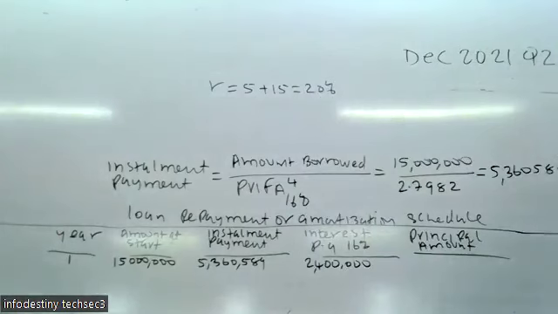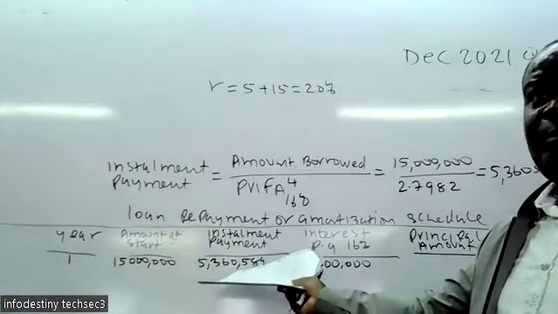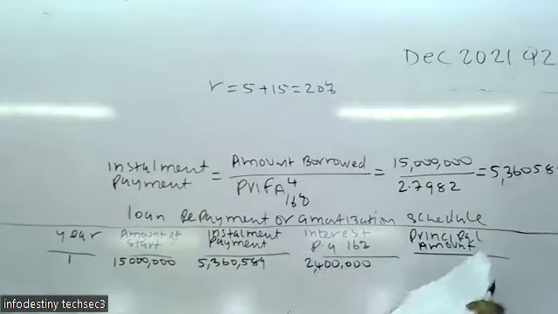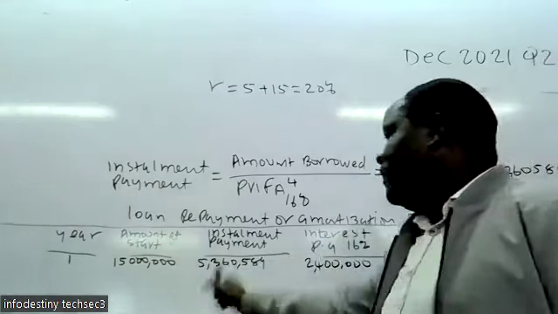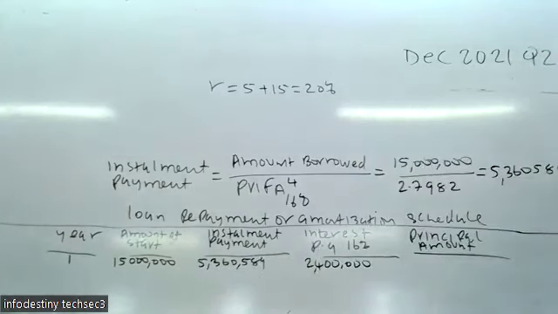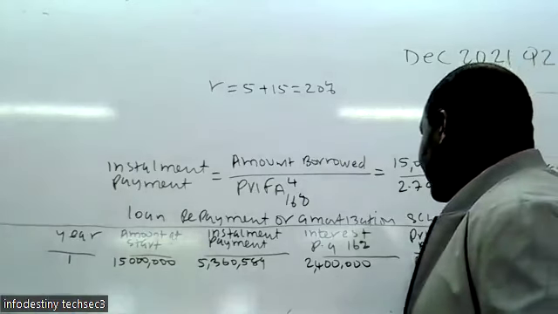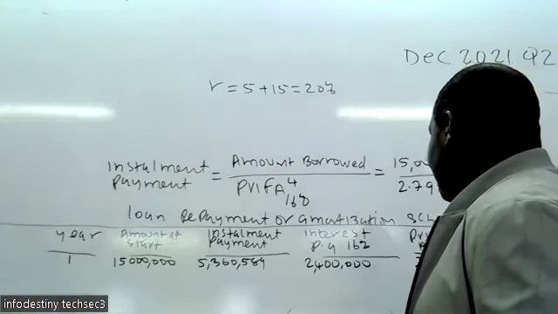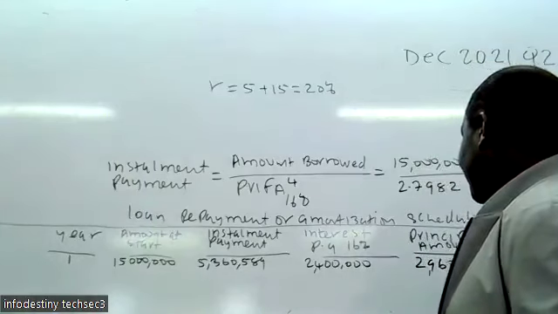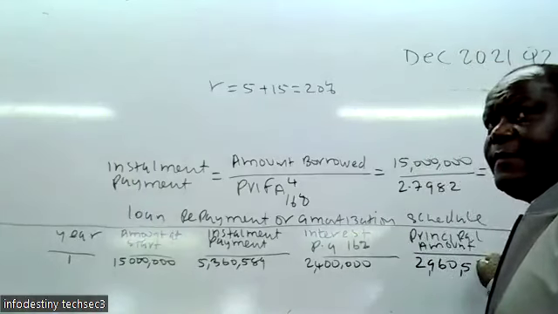Then now subtract this interest from the installment to get the principal. To get the principal, subtract interest from the installment. So when you want to get the principal amount, simply subtract interest from the installment. So which figure comes out? 960.5.